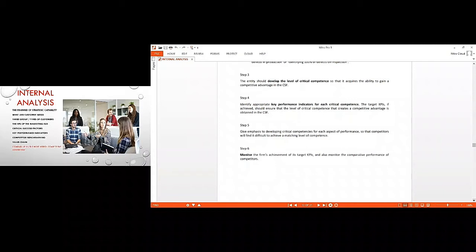Then after we've done that, we must identify key performance indicators. That is, we must turn all those core competencies to measurable factors. We must be able to put figures on them so that they can be measured. So step 4 is about the measurability, or KPI. You see that I link together measurement and KPI because that is the difference between it and critical success factor. After we've done that, we should give emphasis to developing critical competencies in everybody in the house. That is our employees, management staff, and everybody. We must continue to emphasize that everybody must develop himself or herself to this level of competence.